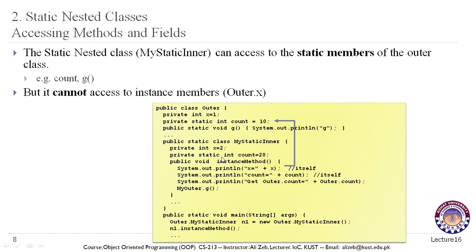And we have again the static int count equal to 20 over here, and we have the static int count equal to 10 over here. If we print the value for count, this will print the value 20. But if we want to print the value of the outer count, we can do that by using this syntax. This is the name of the class, and we can access the static member of a class with the name of the class, as we can see over here. And we can also have access to the static method of the enclosing class.